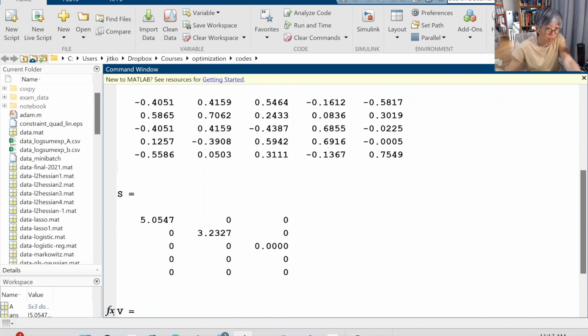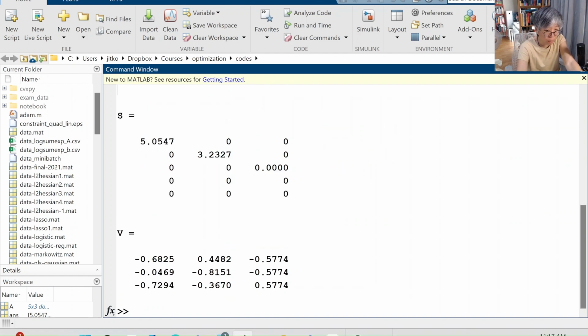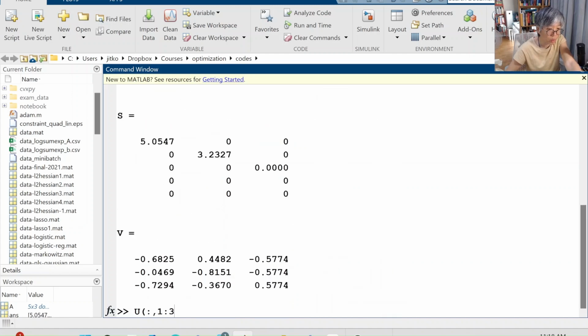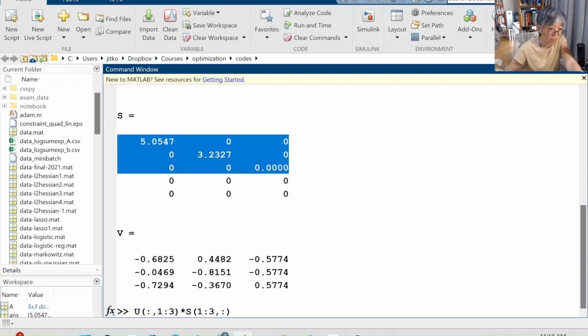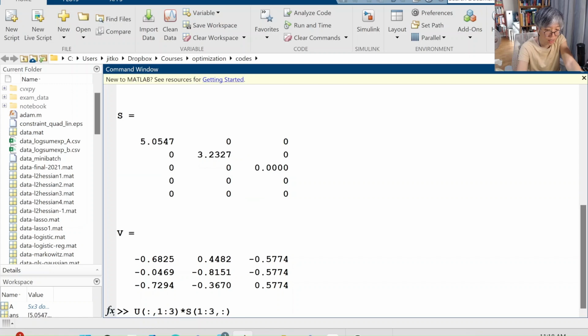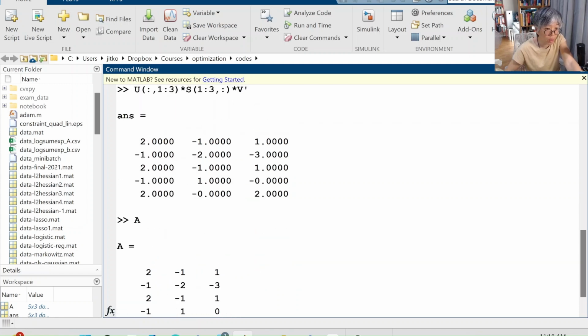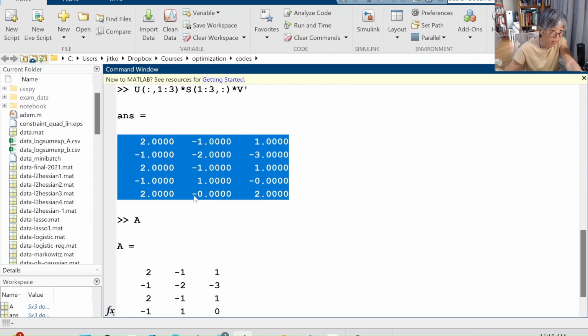So in this particular example, I'm going to take the reduced form. I'm going to use only the first n columns, which is 3, since A is 5 by 3. So I'm going to use the first 3 columns times the sigma, which is the upper block, 1, 2, 3, and then times V transpose. That gives me the reduced form of the matrix A.